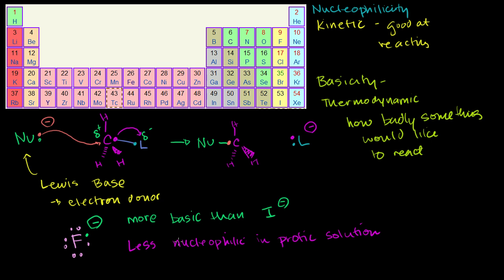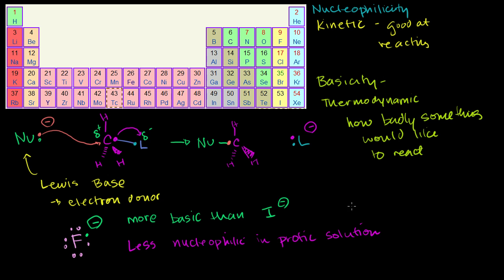And the reason why, this fluoride wants to bond with, let's say, a carbon or something else, or maybe even a hydrogen proton, more badly than an iodide anion. And if it did, it will actually form a stronger bond than the iodide anion will form. The fluoride anion is actually less stable in this form than the iodide is. If it were able to get a proton or give its electron away, it would be happier, but it's less nucleophilic. It's less good at reacting in a protic solution.